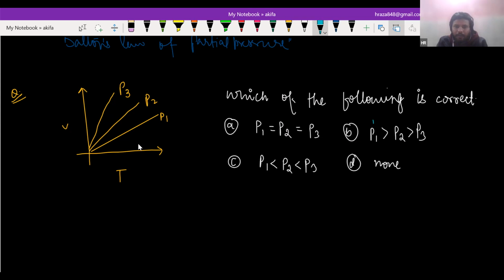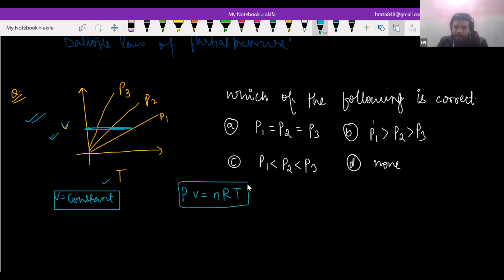First of all, whenever this type of question comes, make clear that you put one of these, either volume or temperature, as constant. Just see, I'm going to take volume as constant, so I'm going to draw a straight line like this. What I just did is keep volume constant. Now you know that PV equals nRT. This is the ideal gas equation.